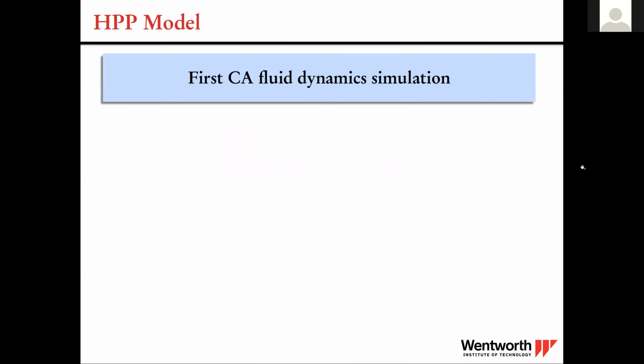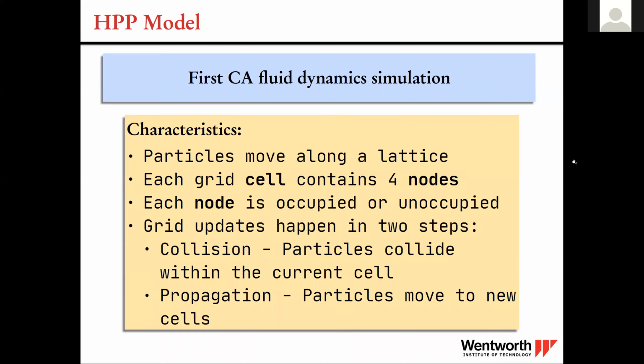The model that we're going to actually use, how we're going to simulate this top-down fluid, is known as the HPP model. The HPP are the last names of the guys that came up with this in the 70s. This was the first CA fluid dynamic simulation. It has a few characteristics. You have particles in your grid, and they move along a lattice. In other words, they move along the grid. So particles, they move left, right, up, and down on your grid. That's their sort of allowed motion.